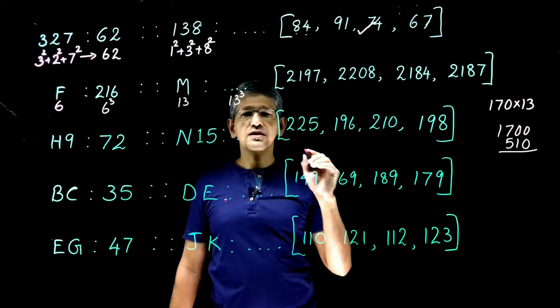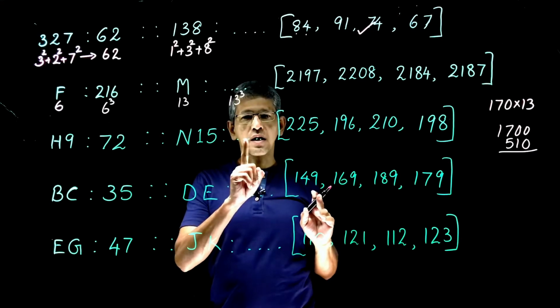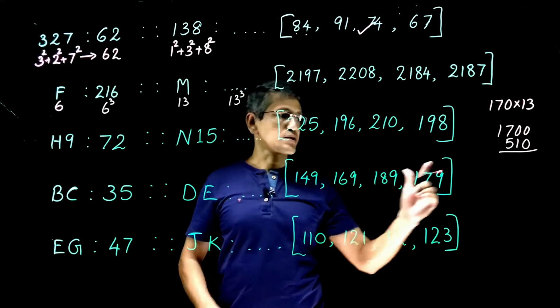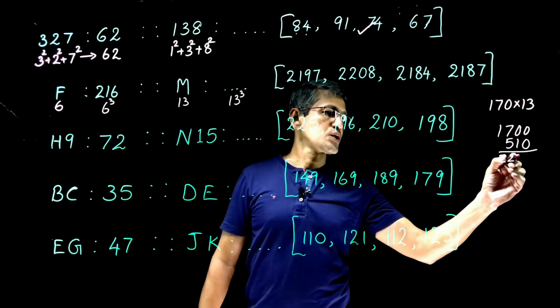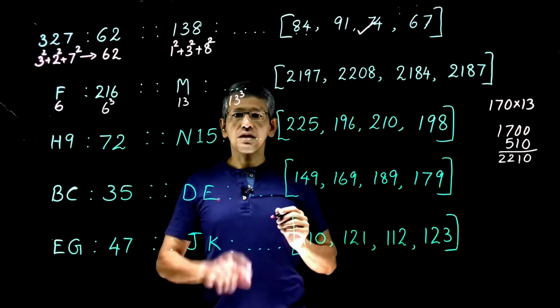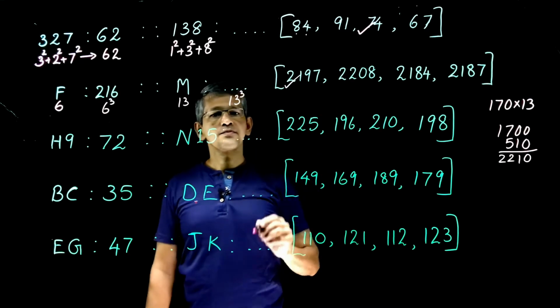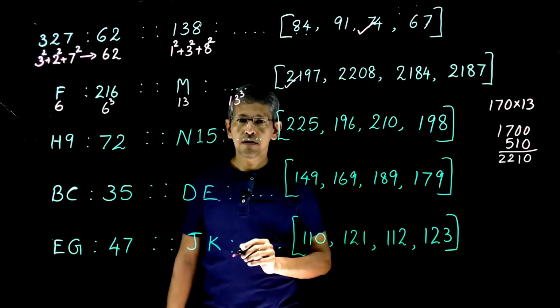Actually what we need is 169 into 13. So we have a difference of 1. That 1 into 13 must be subtracted. So we have 2210 minus 13, which is 2197. That is 13 cube. So we have 2197 right here. So that's 13 cube.